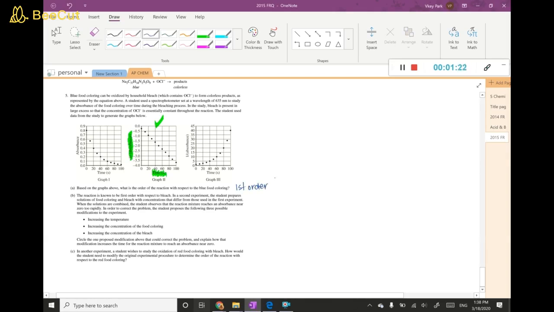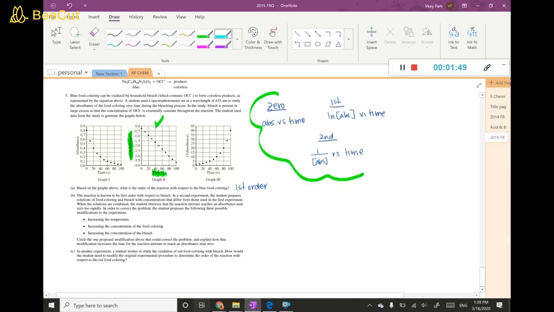We know that it's first order, because if it were zero order, it's always going to be just absorbance versus time. Okay, first order, it's always going to be ln of absorbance over time. And then if it's second order, it's always going to be 1 over absorbance over time. Okay, so if you keep this in mind, it'll make your life so much easier.